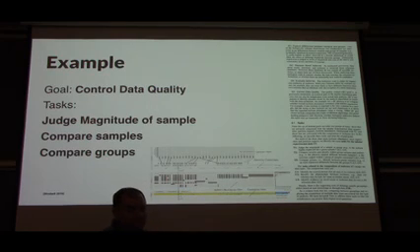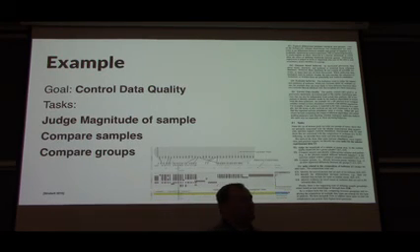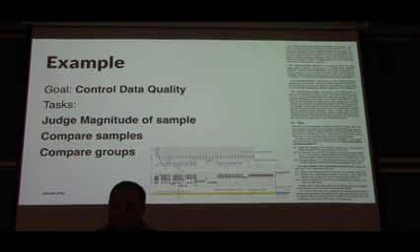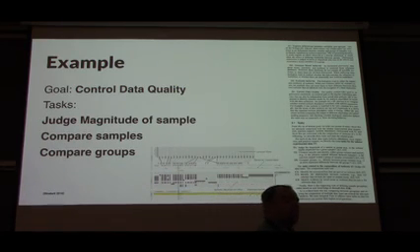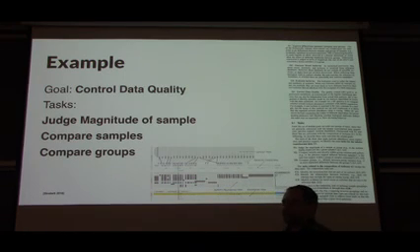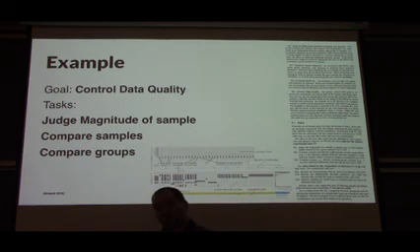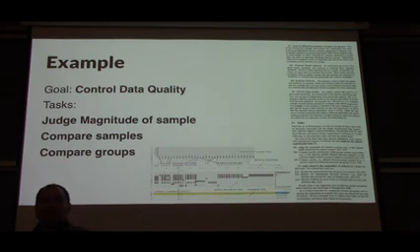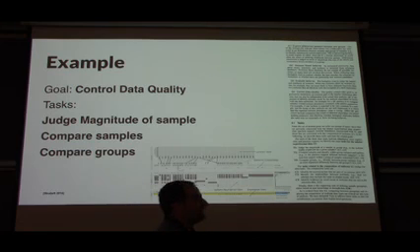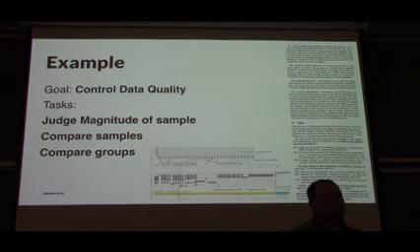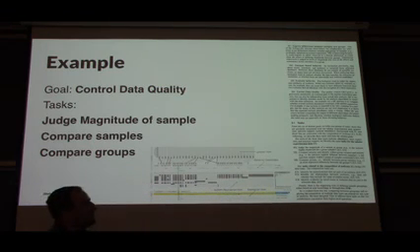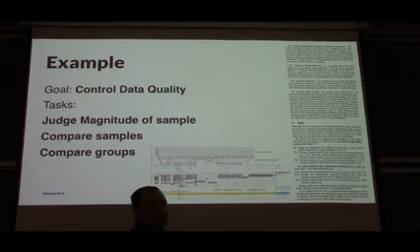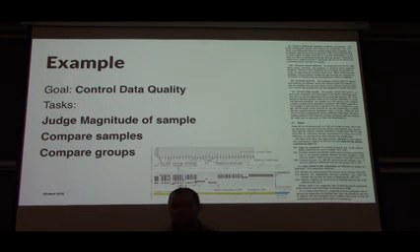And so here is an example. This is from a paper that I wrote, and in our community it's quite common to explicitly state these things. In here we classified domain goals. The domain goal here was to control the data quality in alternative splicing data sets, because this is a noisy data collection process, and it's also a noisy algorithm that produces some heuristic results which we're not completely sure about. So controlling the data quality was the domain goal. And we can break it down to a couple of more specific tasks. Things like judge the magnitude of samples, compare samples, compare groups of samples.